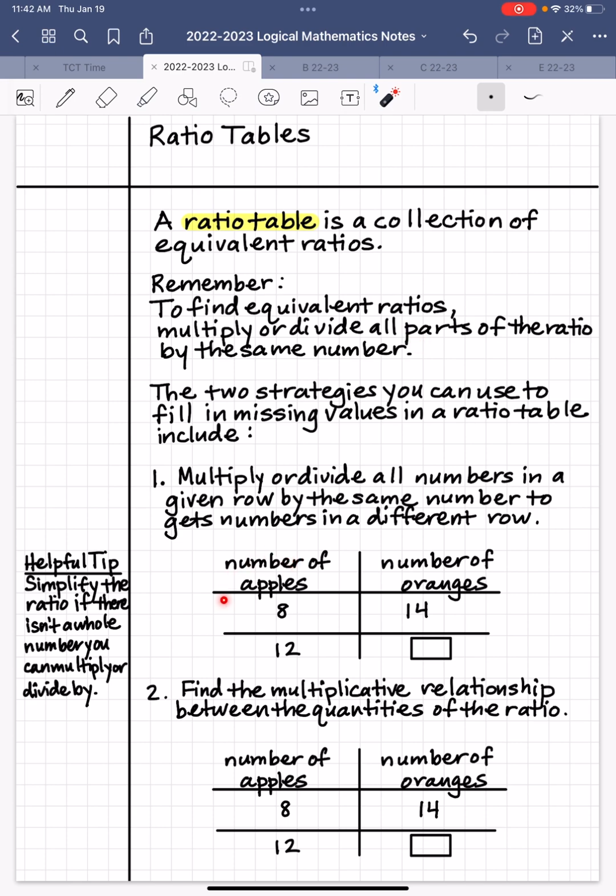So this is a ratio table. As you can see, it's a collection of equivalent ratios. So we're saying the ratio of the number of apples to the number of oranges, 8 to 14, is equivalent to 12 to what? And we're going to figure out what that number of oranges is.